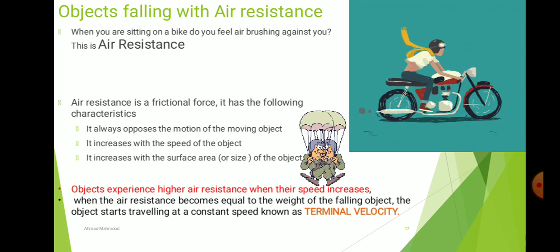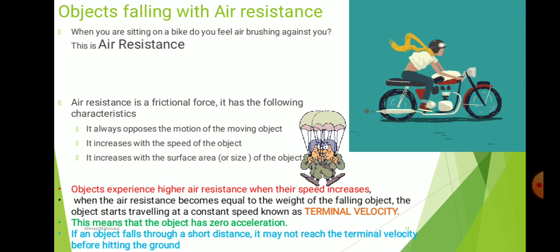When the body is moving with zero acceleration, it means it is moving with uniform velocity, and that uniform velocity is known as terminal velocity. Right, now you can read the definition. When the air resistance becomes equal to the weight of the falling object, the object starts traveling with a constant speed called terminal speed. This means that the object has zero acceleration.